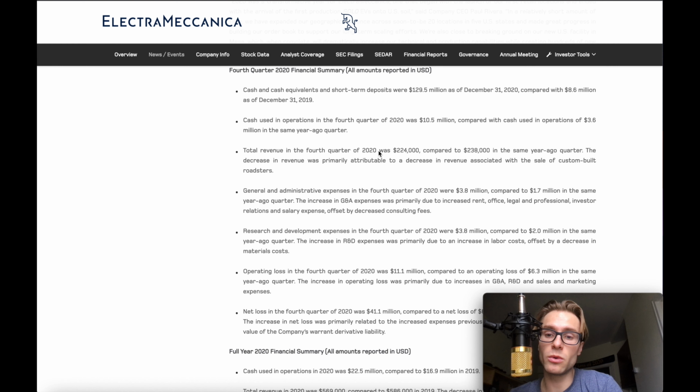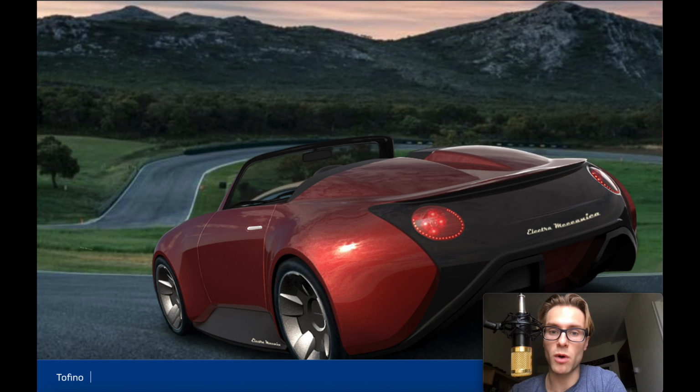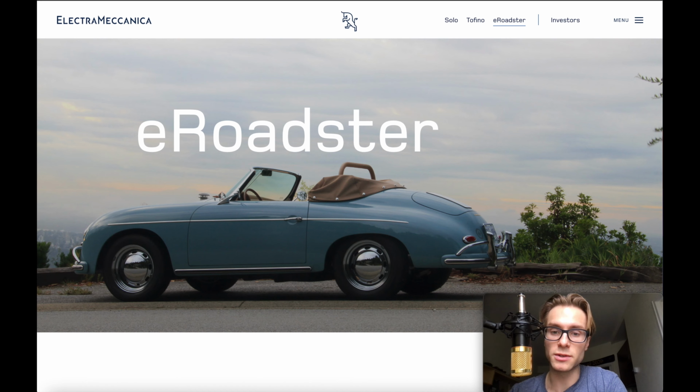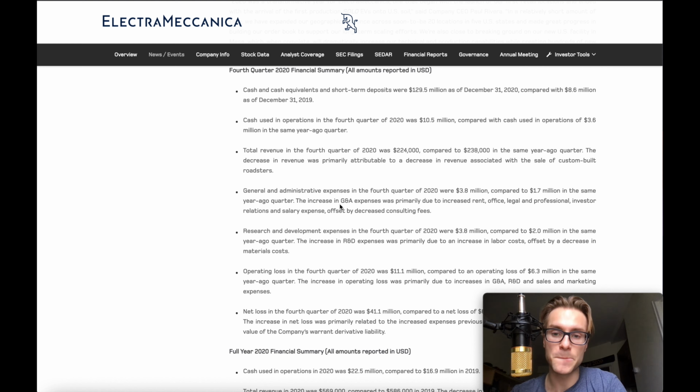So total revenue was $224,000 compared to $238,000 in the same year-ago quarter. So this decrease in revenue was primarily attributable to a decrease in revenue associated with the sale of custom-built roadsters. So not only does Solo offer their one-seated car, but they also offer the Tofino, which is kind of their more sports car, and also the e-roadster, which is more a hipster vehicle. Okay.